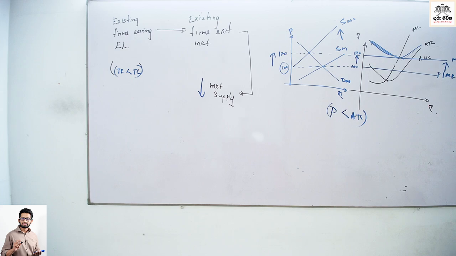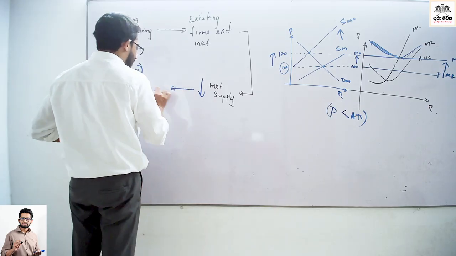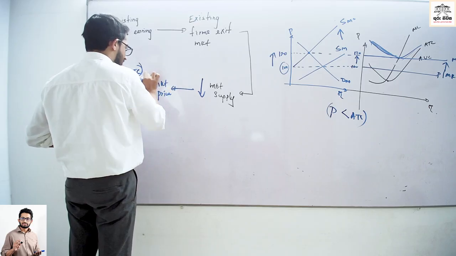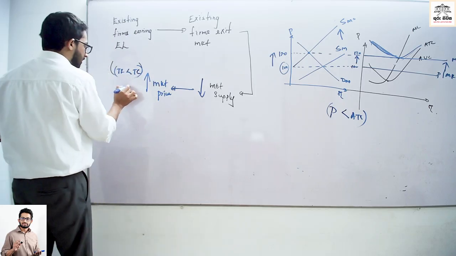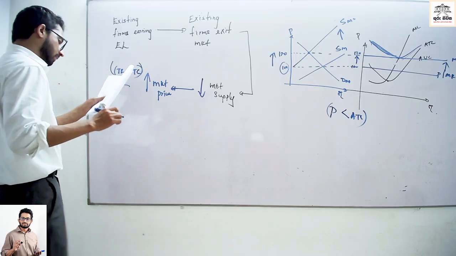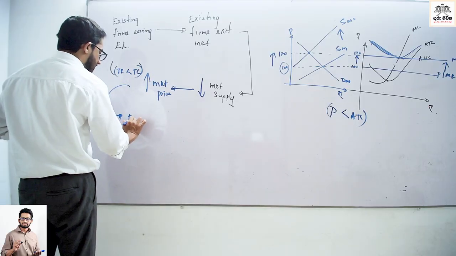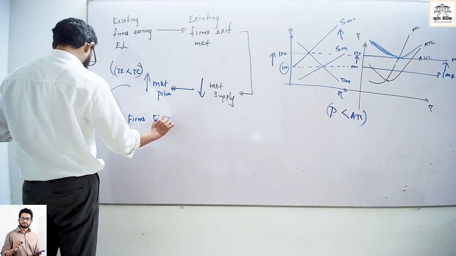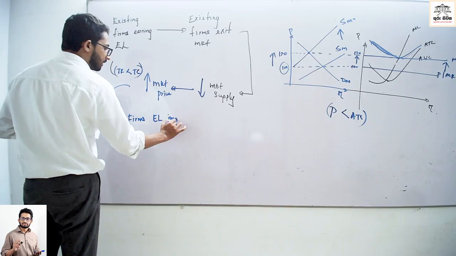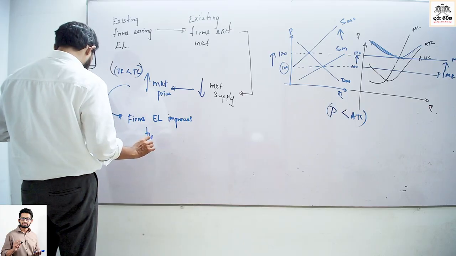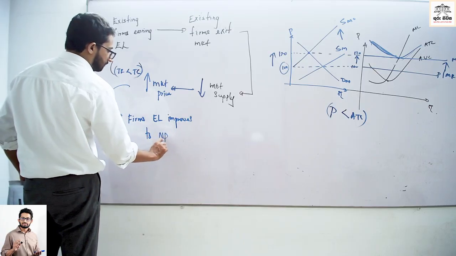Okay, when market supply decreases, what happens? The market price of the product increases. When market price increases, what happens? Firms' economic losses improve to normal profit.